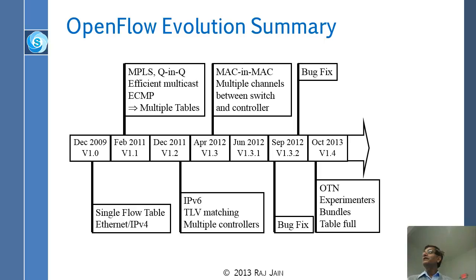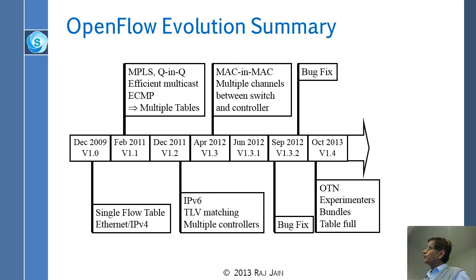Alright, so now here is the summary. Version 1.0 was a single flow table and just handled Ethernet and IPv4. 1.1 did MPLS, Q in Q, efficient multicast, ECMP, and therefore required multiple tables. 1.2 did IPv6 and the TLV matching, and also allowed multiple controllers. 1.3 did MAC in MAC and multiple channels between the switch and the controllers. There is 1.3.1 and 1.3.2. Both of them are bug fixes.